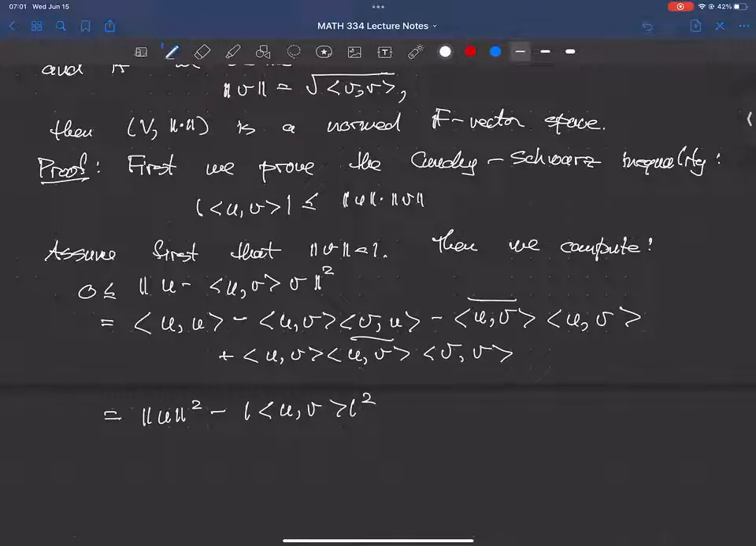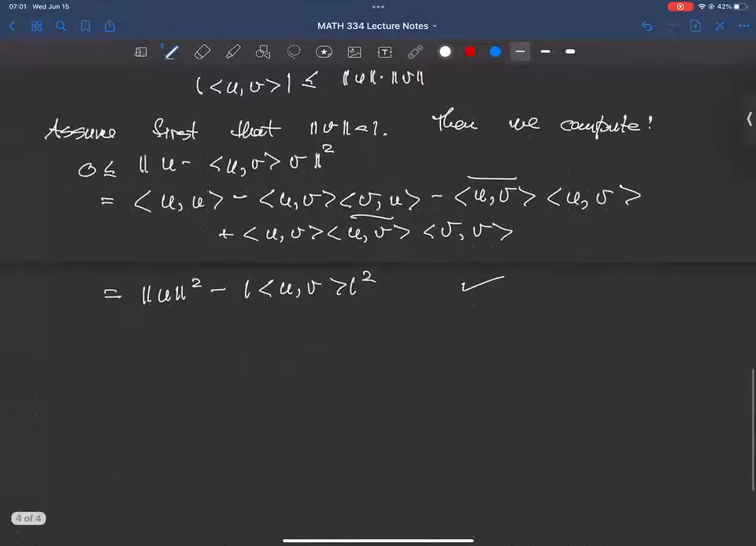And the point is that this is positive, and so the Cauchy-Schwarz inequality immediately follows from there. Okay, so that gives me Cauchy-Schwarz. So that's Cauchy-Schwarz when the norm of v is equal to 1.